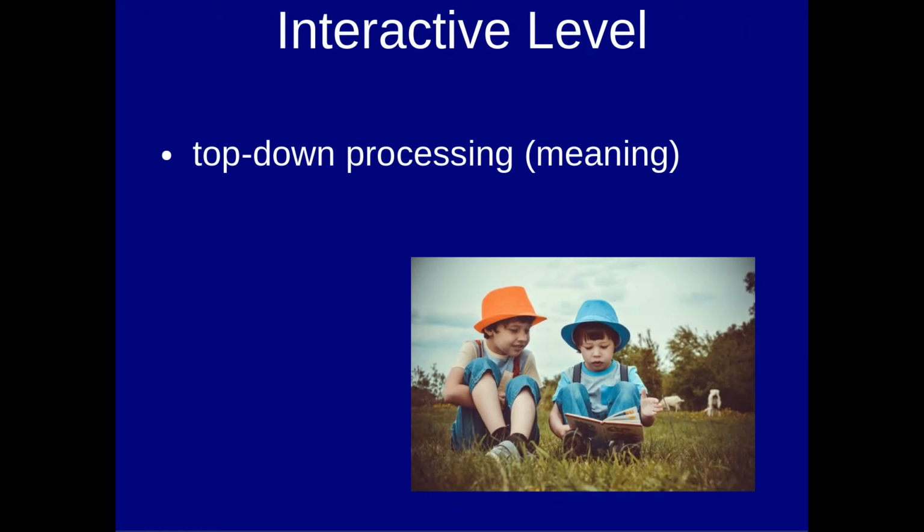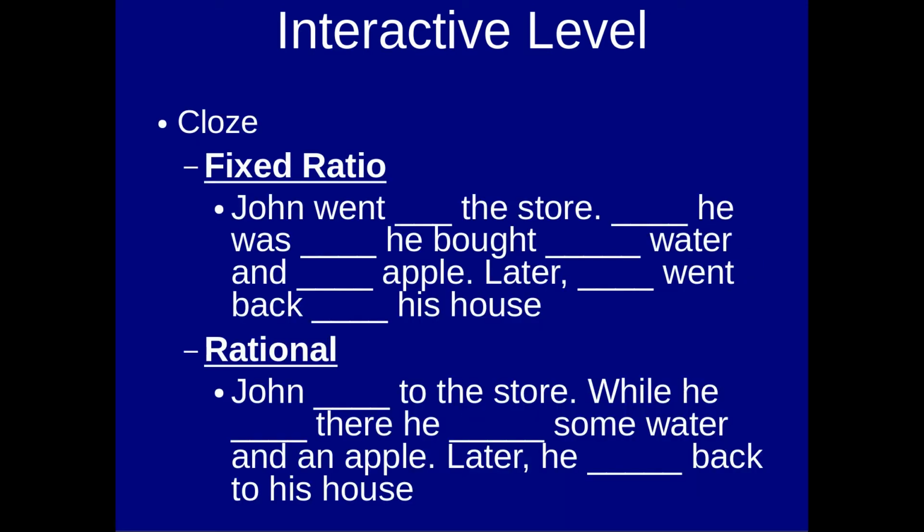So let's continue. The interactive level at which you assess reading in the context of ESL is focused on top-down processing. By top-down processing, we're talking about focusing on the meaning, or focusing on comprehending the text. This is in contrast to bottom-up processing, where you're just trying to read the text, and we talked about that in a prior video. Now, here are some examples of what top-down processing, or interactive level assessment, looks like.